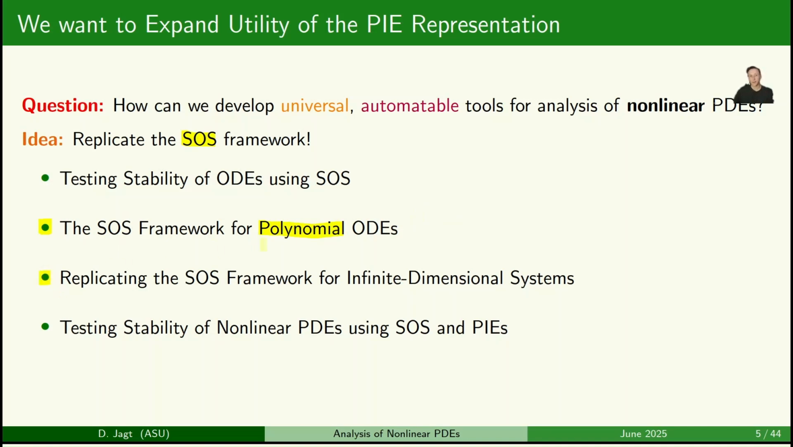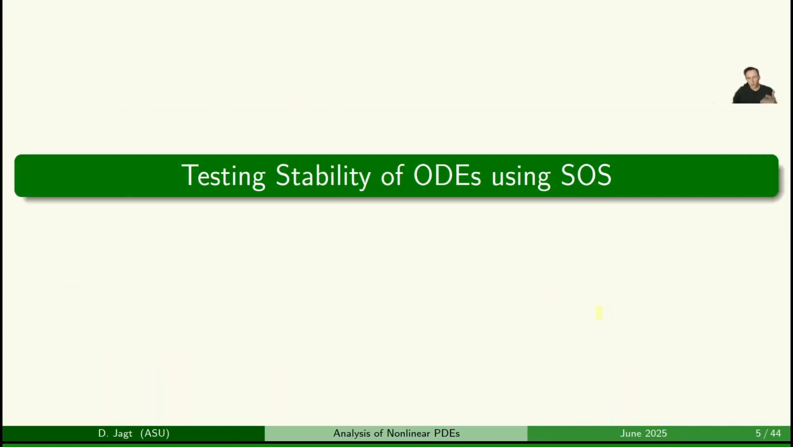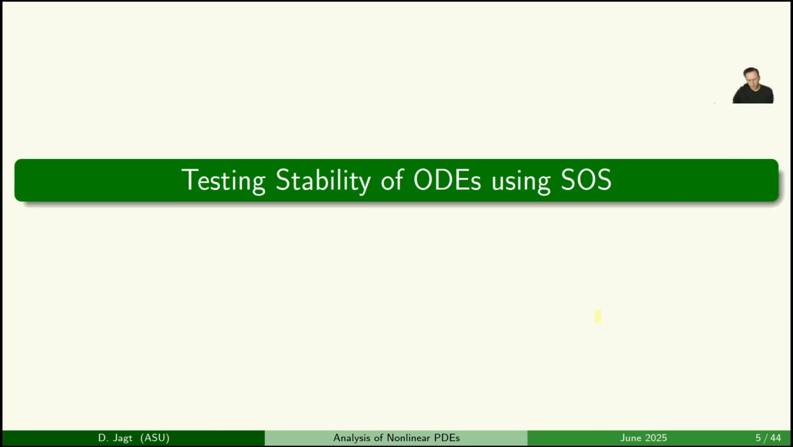Then we will replicate the SOS framework for infinite dimensional systems, finding a class of polynomials on infinite dimensional variables. And finally, we will use this infinite dimensional SOS framework to test stability of nonlinear PDEs by first converting them to partial integral equations. So we're going to start with this overview of the SOS framework for ordinary differential equations.